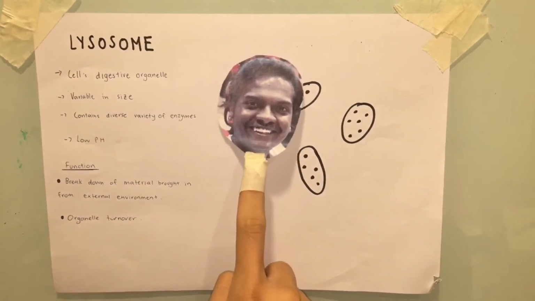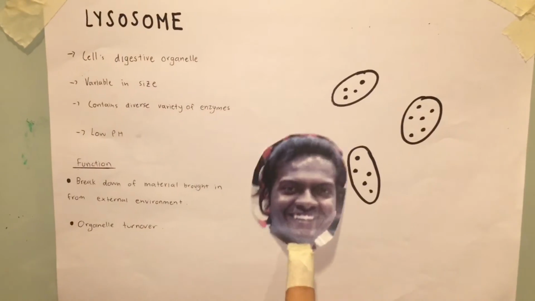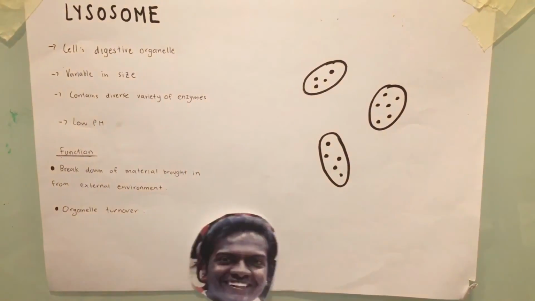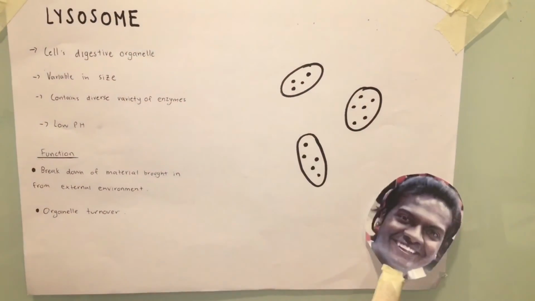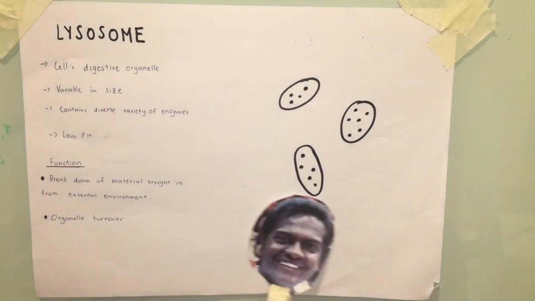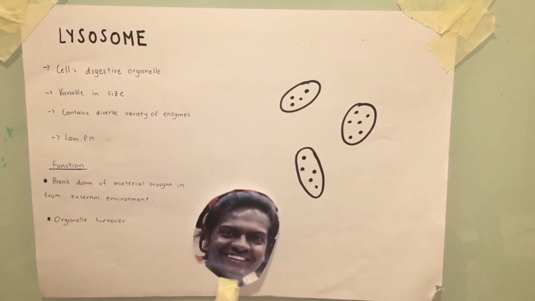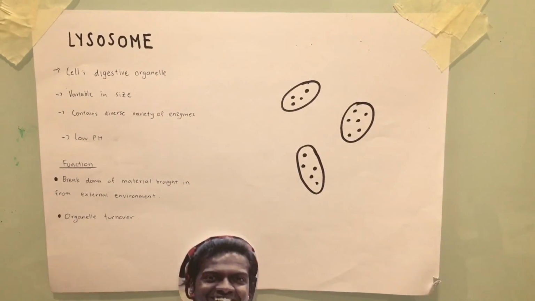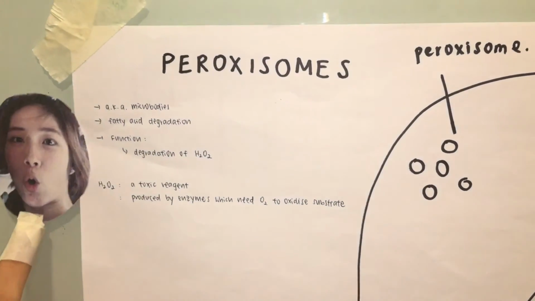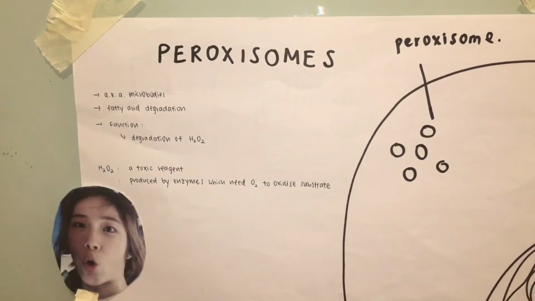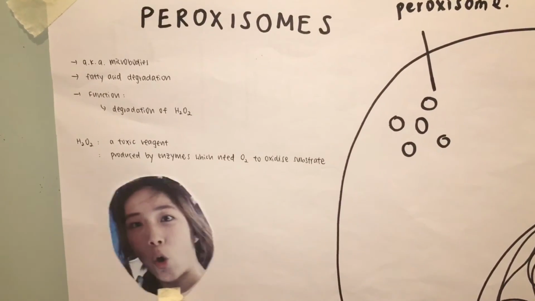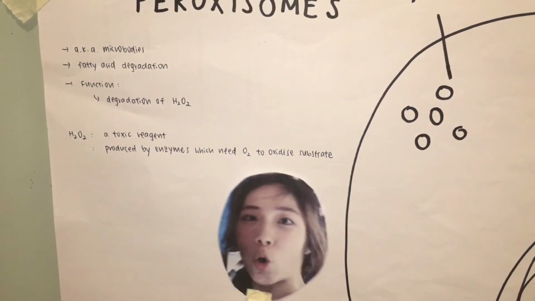Lysosomes are the cell's digestive organelle. It is variable in size, contains diverse variety of enzymes, has low pH due to acid hydrolases, and its function is to break down material brought in from external environments such as bacteria, and also for organelle turnover. Peroxisomes. They are also known as microbodies, and their main function is to degrade hydrogen peroxide, which is a toxic region produced by enzymes which need oxygen to oxidize substrates.